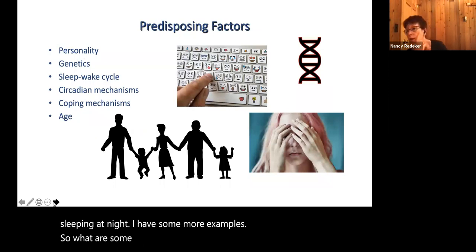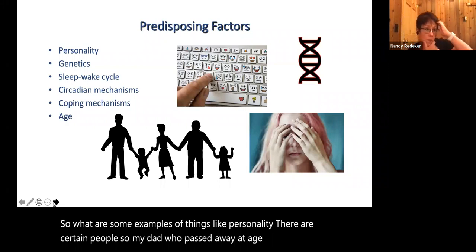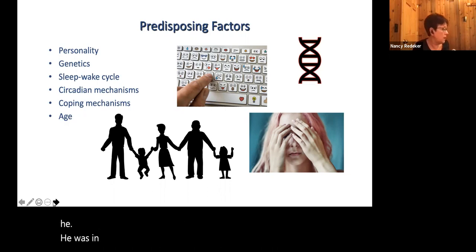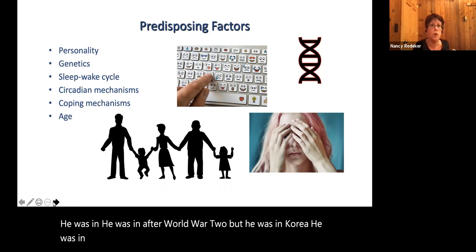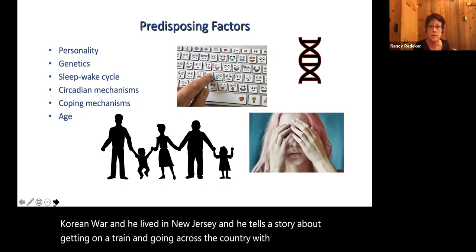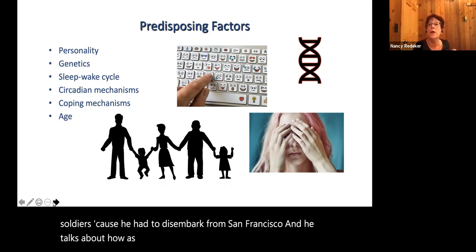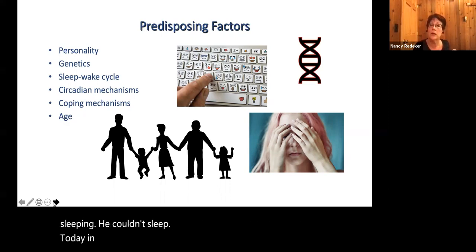Things like personality. There are certain people. So my dad, who passed away at age 93 in January, was in Korea. He was in the occupation of Japan between World War II and the Korean War. He lived in New Jersey, and he tells a story about getting on a train and going across the country with all the other soldiers because he had to disembark from San Francisco. He talks about how, as a young man, all the other men were asleep and he couldn't sleep. To the day my dad died, he didn't sleep well.